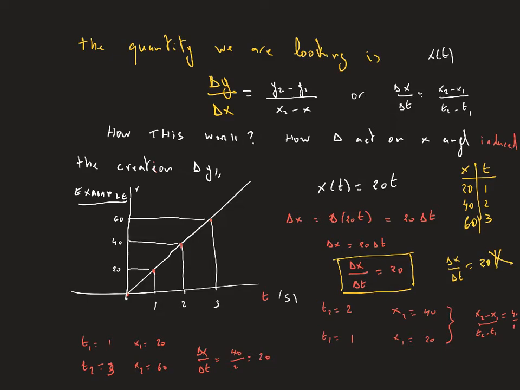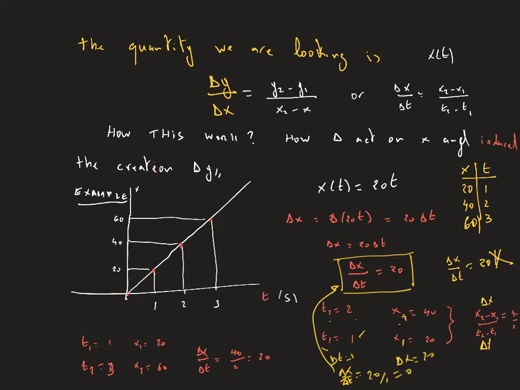So if we check, for example, between t1 equal 1 and t2 equal 2, x2 is 40 and x1 is 20, so the change in delta t will be 1, and the change in delta x will be 20, so 20 divided by 1 is 20. So this is delta x divided by delta t, and this is the same thing as this.